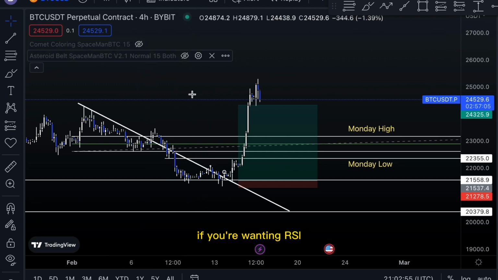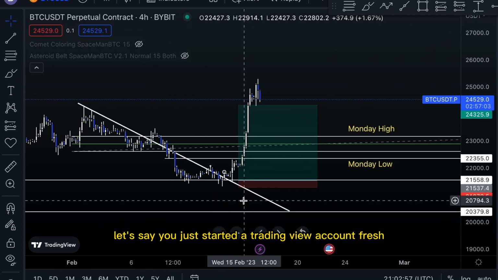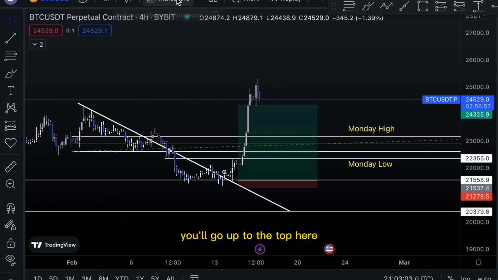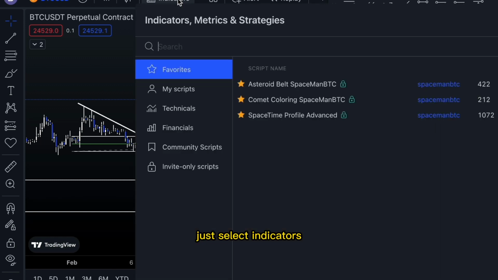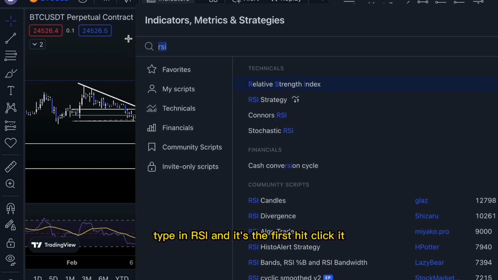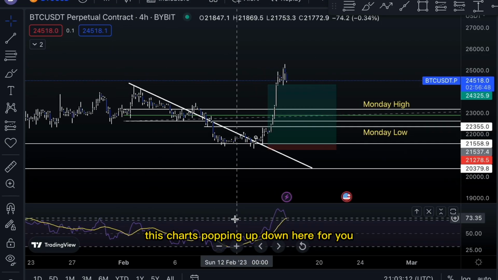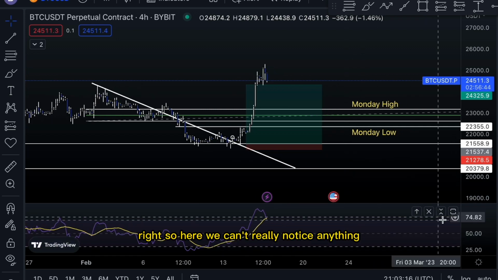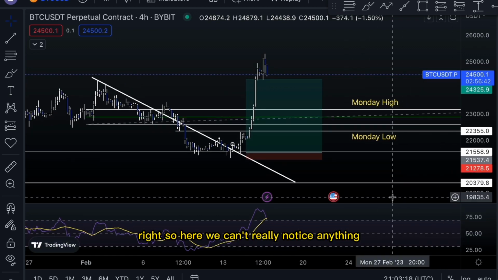If you're wanting RSI, let's say you just started a TradingView account fresh, right? And you have no indicators at all. I currently have none on. You'll go up to the top here, just select indicators, type in RSI, and it's the first hit. Click it. Now all of a sudden, this chart's popping up down here for you, right? So here we can't really notice anything.